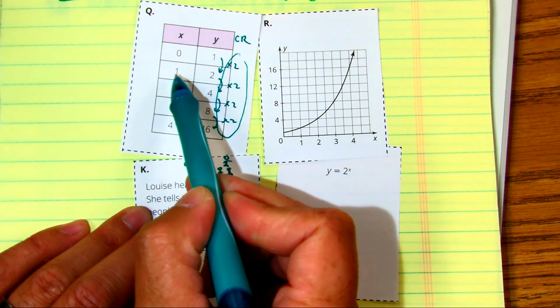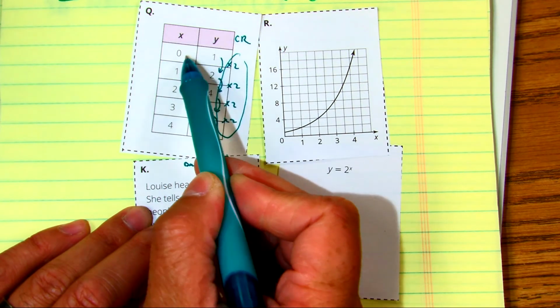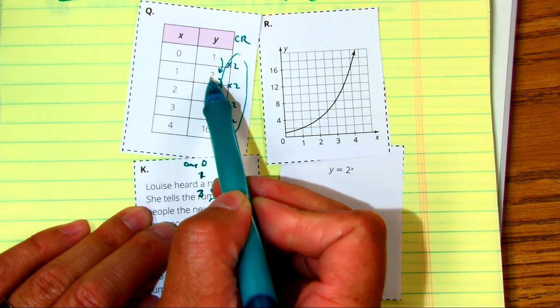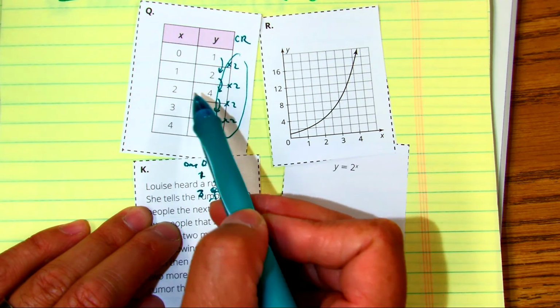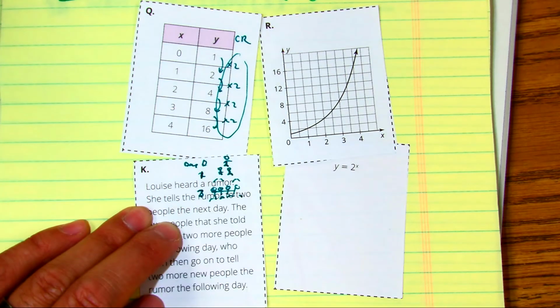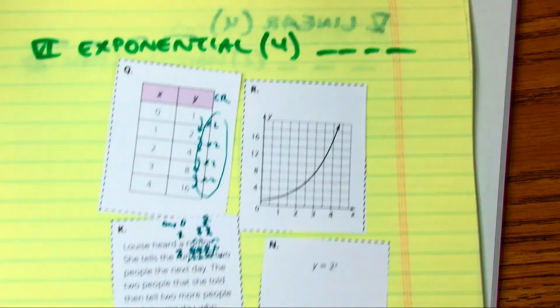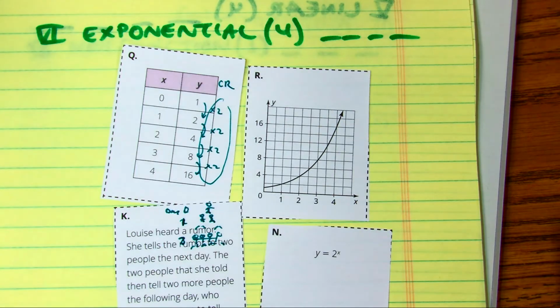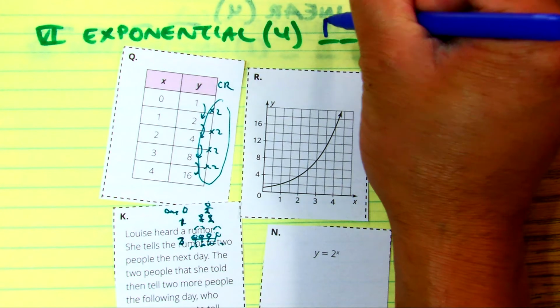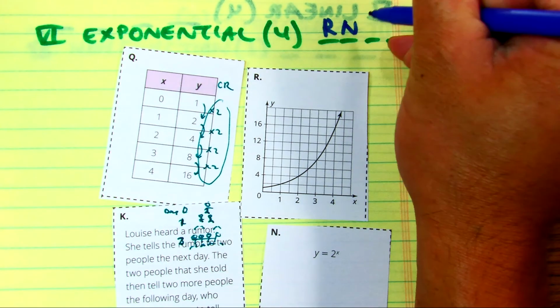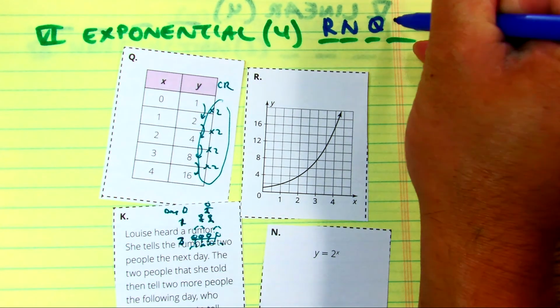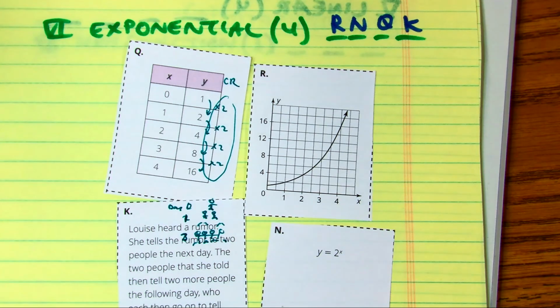On the first day, she knows the secret, but she doesn't tell anyone. Day 1, she tells 2 people. And then the second day, those 2 people tell 2 more people. So that would be a total of 4. So, that is correct. Let's write that down. So those are our answers. R, N, Q, and K. These 4 are an example of exponential.